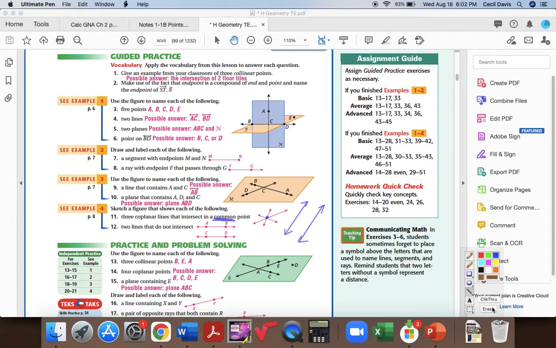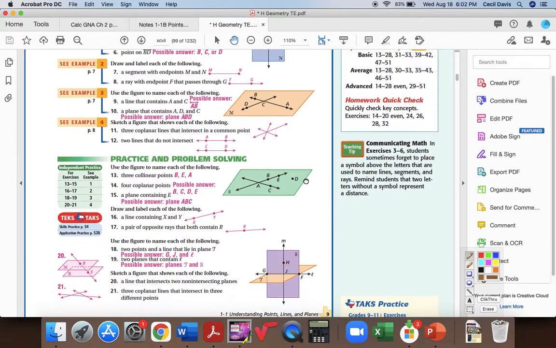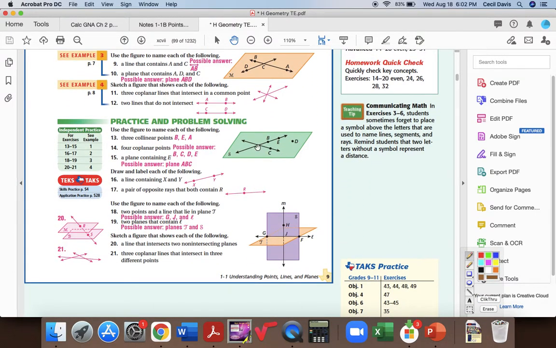All right, number 13, we finally get to one where there's only one right answer for this. It says name 3 collinear points, A, B, and E. Any other set of 3 points is wrong. It has to be point A, B, and E. Remember, collinear means all on the same line. Then it asks about 4 coplanar points.